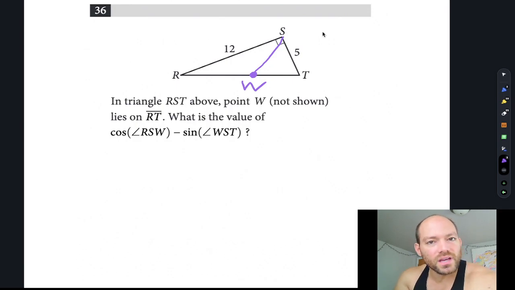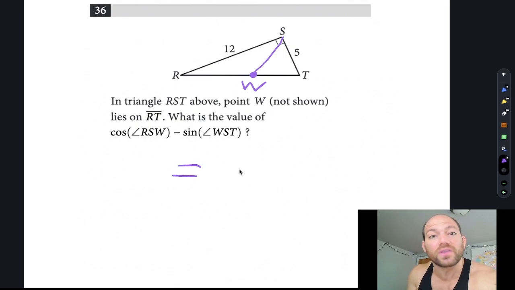What do you notice about those two angles? What do they add up to? They add up to the right angle that was labeled there, a 90-degree angle. So these two angles add up to 90. So what does that mean? That means that the cosine of one equals the sine of the other. So they're the same, so one minus the other one's going to be 0.